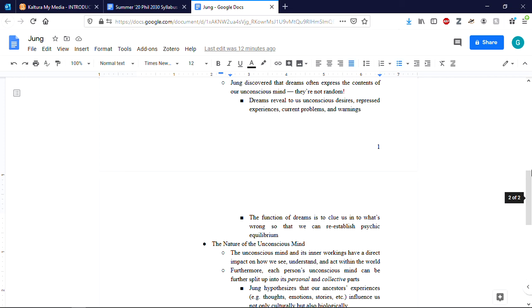What Jung stipulates in this reading is that the function of dreams is to basically clue us into what's wrong with us psychologically so that we can reestablish psychic equilibrium. He thinks that everybody is working at their best and operating at their best when there's a balance of psychic forces in the mind, and we're not too angry, we're not too sad, we don't have a really strong desire that we can't fulfill or something like that.